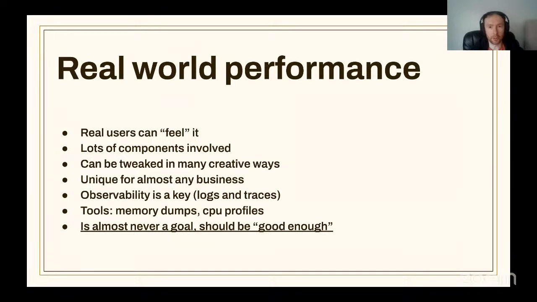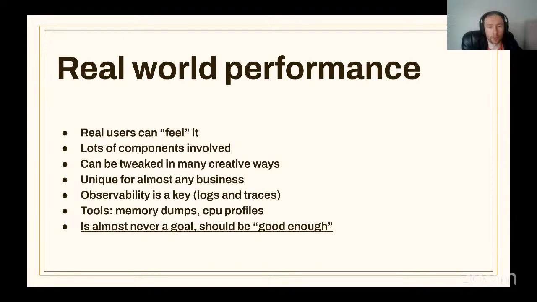And there are certain characteristics of this performance because real users can feel it. And usually there are many components in a system that are involved, which means that it can be tweaked on different levels in many creative ways. Such performance is also unique for almost any business. So once you go from company to company, you'll see that everyone has performance issues, but they're all the time kind of different. And to be able to deal with such issues, observability is key, and I'm talking about logs and traces that help you analyze the performance of your applications.